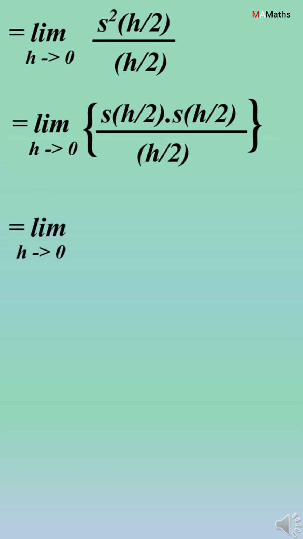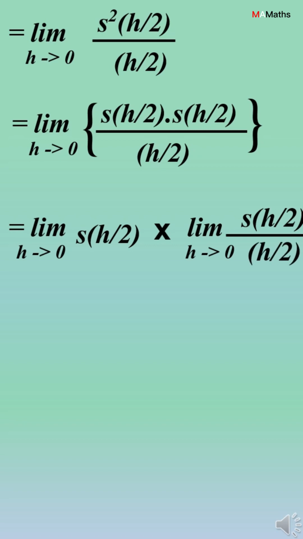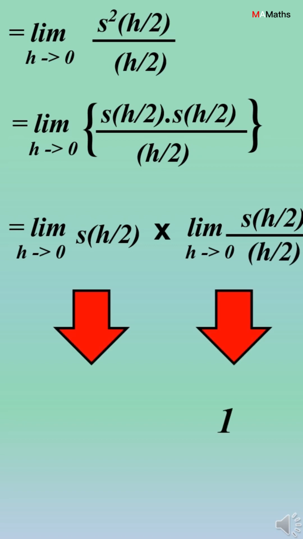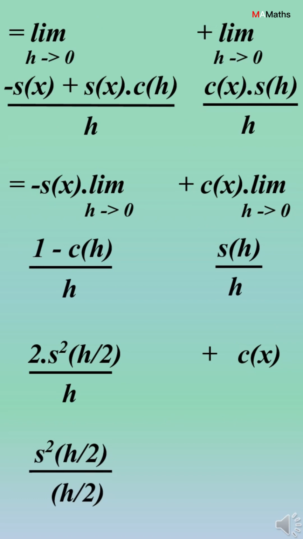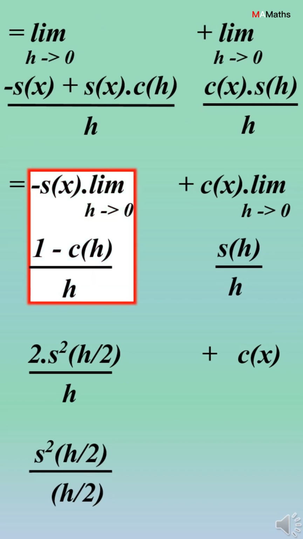That's the limit of sine h over 2 times, because the limit of a product is the product of the limits, the limit of sine h over 2 over h over 2. Well, we know the right-hand side is equal to 1 and the left-hand side is equal to 0. The product of 0 and 1 is 0. So this brings us back to the previous slide where we had the left-hand side, the limit of minus sine of x times 1 minus cos of h over h. All of that worked out to be 0.